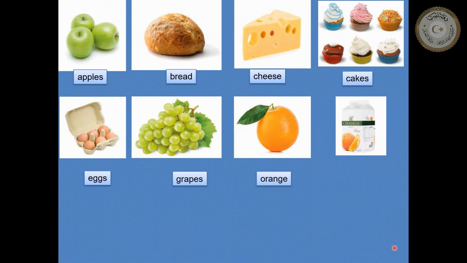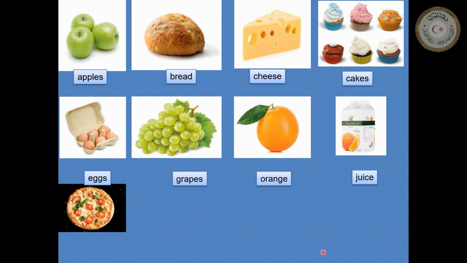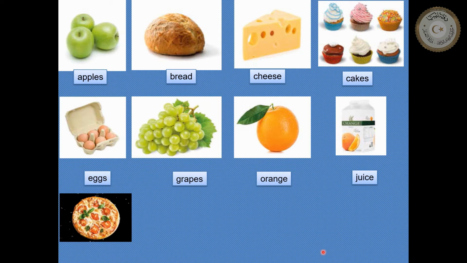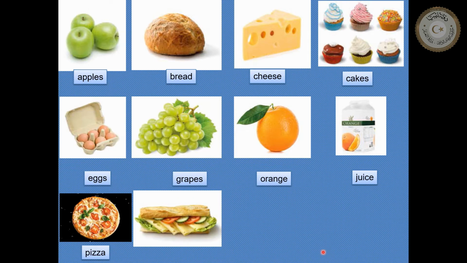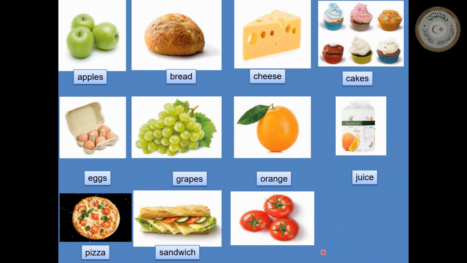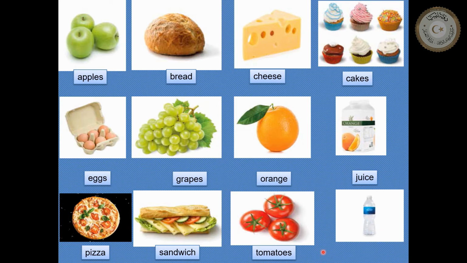Okay, it's a bottle of juice. It is orange juice. Now, another thing. Oh, what's this? Pizza. It is pizza. Can you tell me about this one? It's a sandwich. A sandwich. Tomatoes. The last one, it's a bottle. Bottle of what? Water.